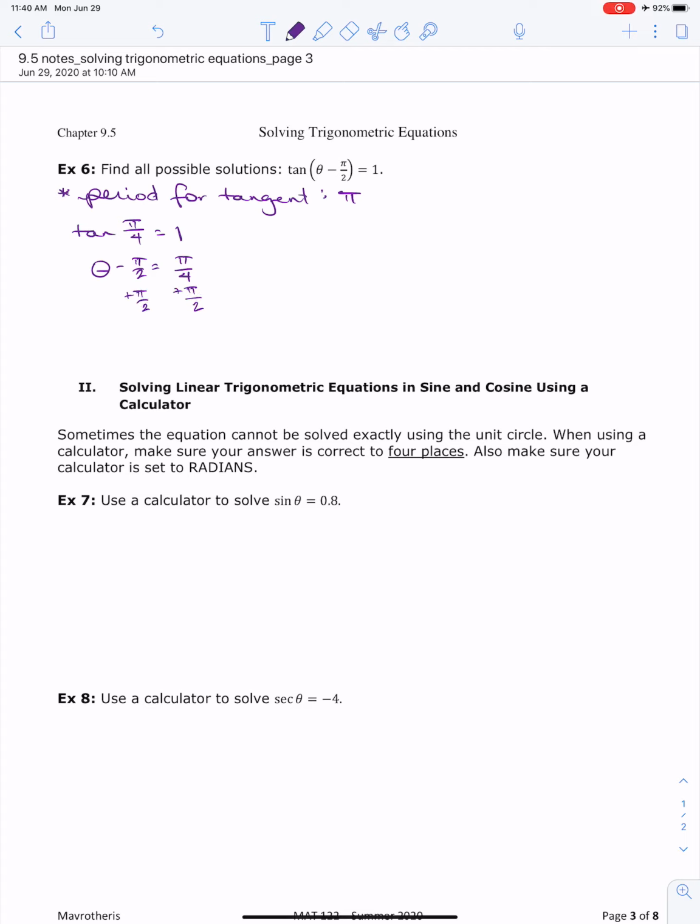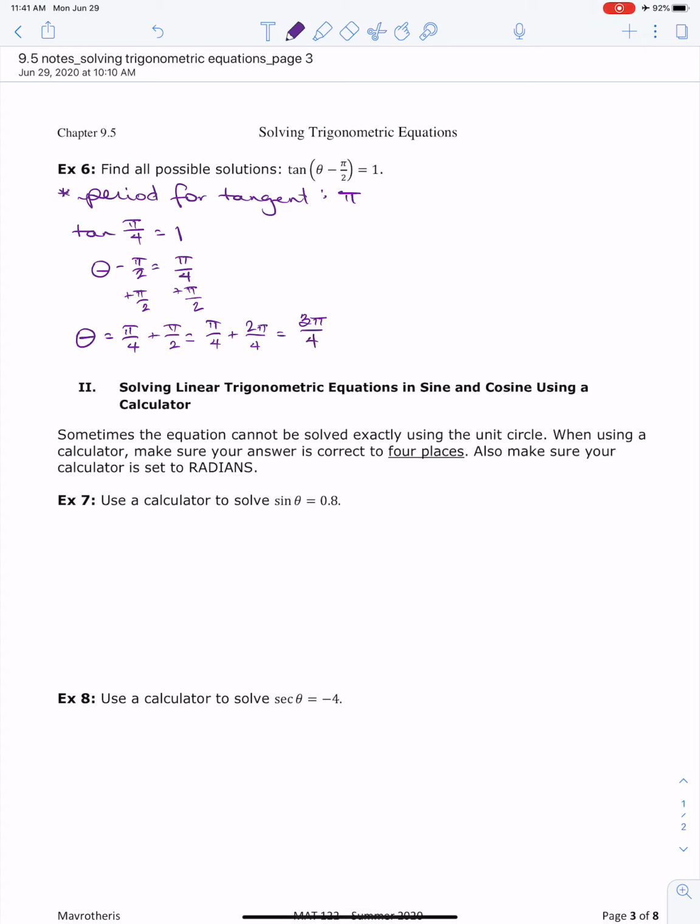I'm going to add pi over 2 to both sides. I get theta is pi over 4 plus pi over 2. We need to create a common denominator so that we can add those. So I got pi over 4 plus 2 pi over 4. That gives me 3 pi over 4.